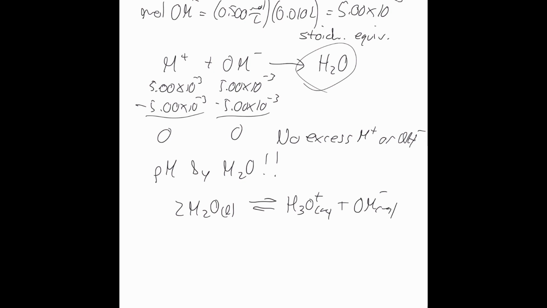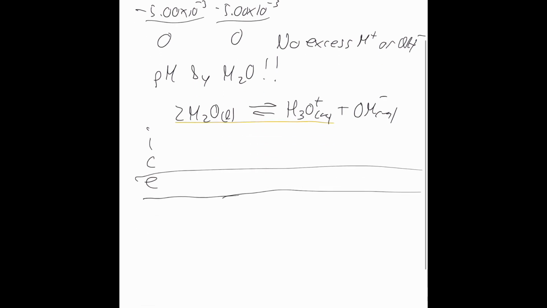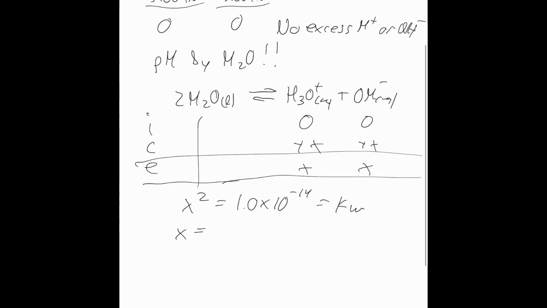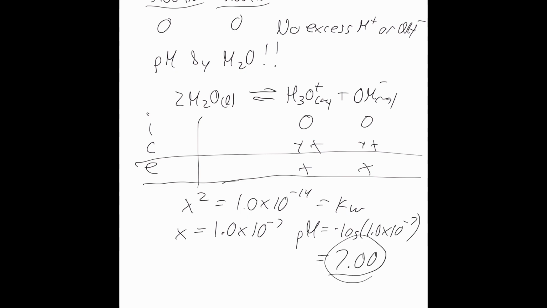And now we start with, if we were to set up an ice table, actually let's do it this way, sorry. And this is 0 and 0 plus x and plus x. That doesn't factor in. X and x. And then x squared is equal to 1.0 times 10 to the minus 14, right? Because that's the Kw. And that means that x is equal to 1.0 times 10 to the minus 7. And the pH is the negative log of 1.0 times 10 to the minus 7, which means it's 7.0.